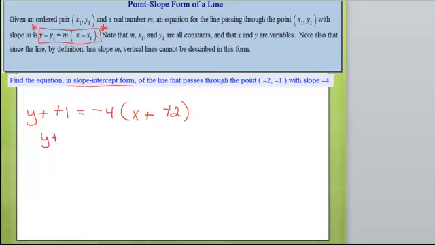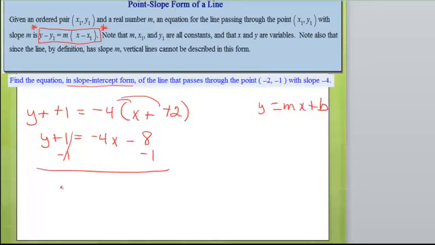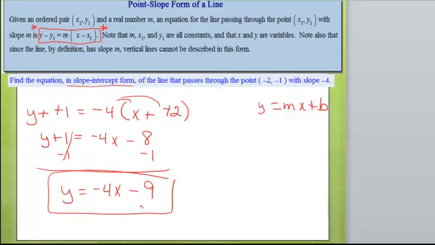So you'll have y plus 1 equals -4x minus 8. Slope-intercept form is y equals mx plus b. So we need to subtract the 1 from both sides. So y is equal to -4x minus 9. Now it is in the correct form. This is the equation of the line that has slope -4 and passes through the point (-2, -1).